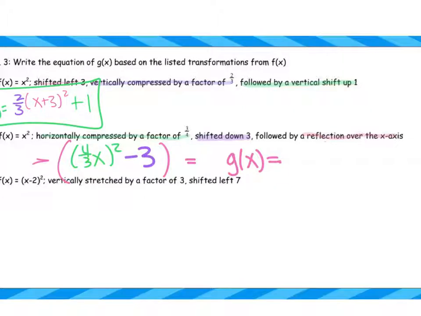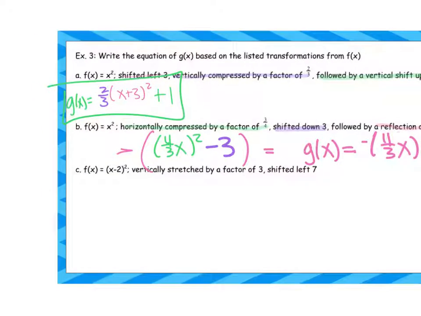So let me rewrite this. So g of x is negative 4/3, negative 4/3 x squared, and it is now +3 because that negative happened after. So again, the order you apply these transformations in matters.